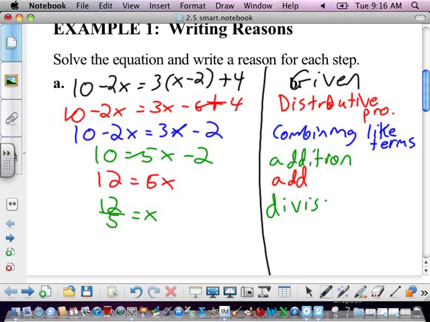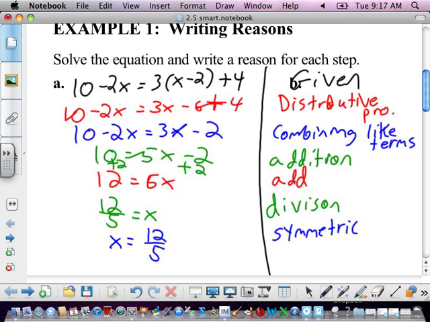Do you guys usually have 12 over 5 equals x, or what do you guys usually have? What comes first? X equals 12 over 5. What will we call that when we can move it around? So look at those properties at the top. This is a new one. What one do you think it is? Symmetric. Yes. I added 2 to both sides. So right here, it says addition. I added 2. Is that better? Okay.